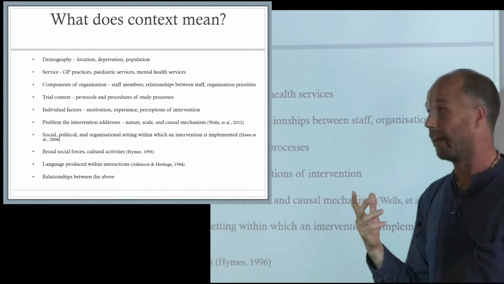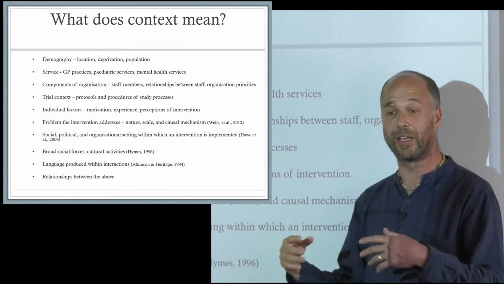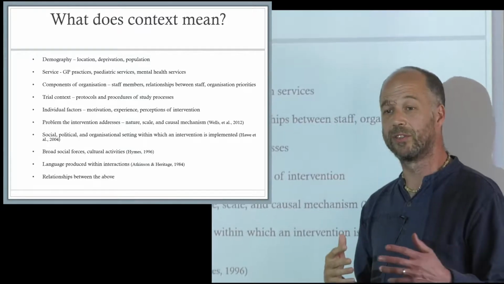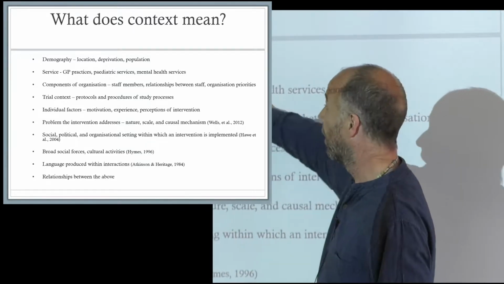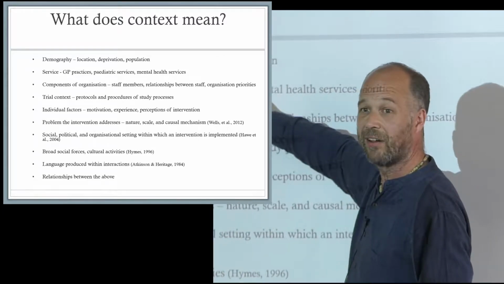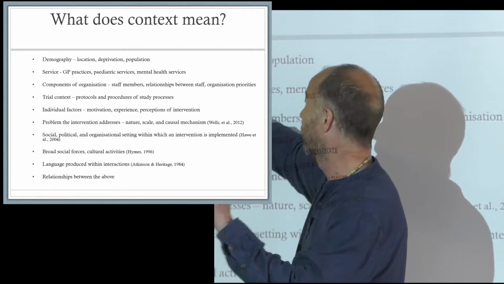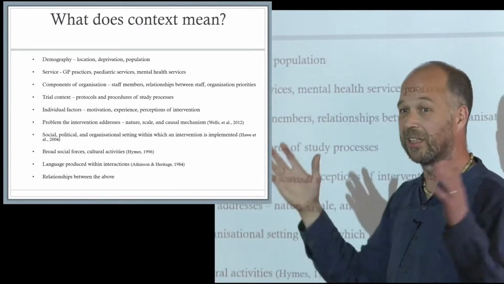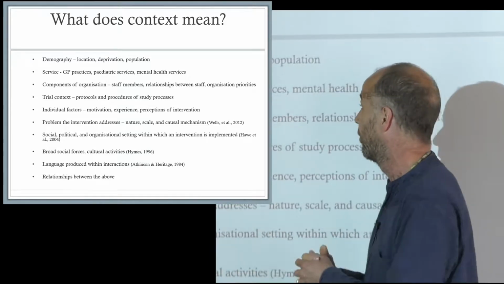So I guess what I've done is to go, okay, so people generally agree that there's this dynamic interaction between context and implementation. Well, some of these just look like steady state fixed characteristics. Location is a kind of thing. Deprivation, it's a kind of state of a community, high level of deprivation, low level of deprivation.